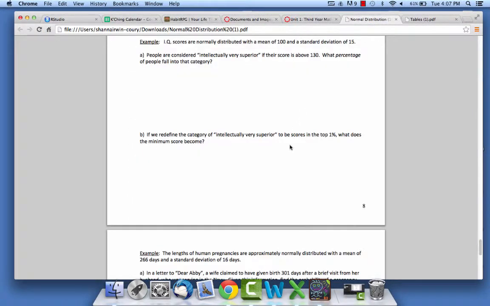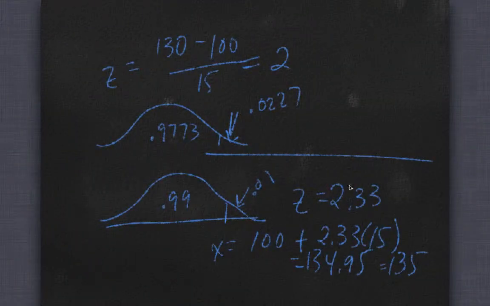Now you pause it and you do if we redefine it. So now it's actually just 1%. So you should have done something like this one, found the z-score, plugged in, and got 135.